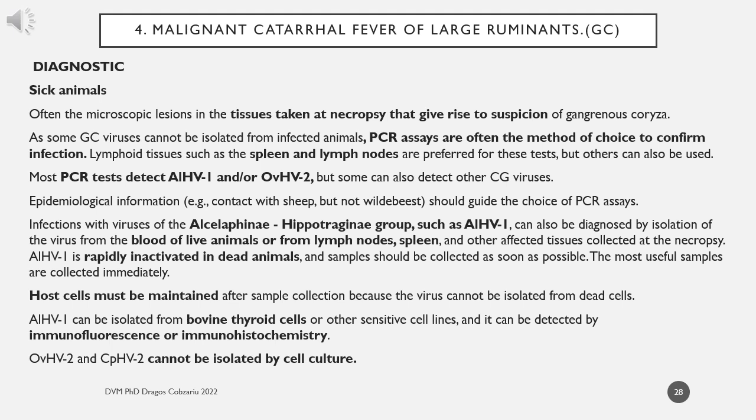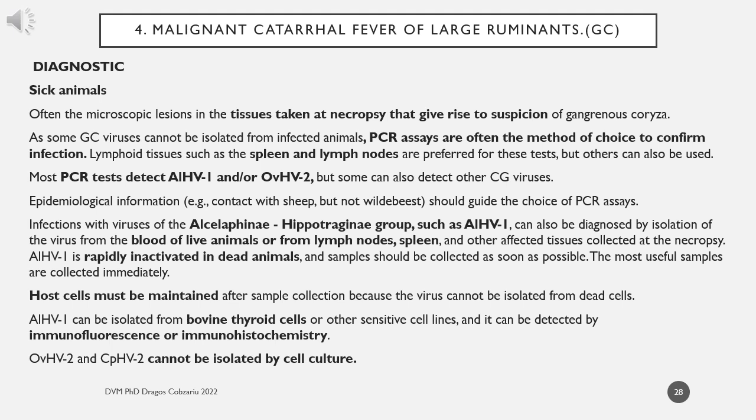Diagnostics. Sick animals. It is often the microscopic lesions in the tissues taken at necropsy that give rise to suspicion of gangrenous coryza. As some CG viruses cannot be isolated from infected animals, PCR assays are often the method of choice to confirm infection. Lymphoid tissues such as the spleen and lymph nodes are preferred for these tests, but others can also be used. Most PCR tests detect AlHV-1 and/or OvHV-2, but some can also detect other CG viruses. Epidemiological information, e.g., contact with sheep, but not wildebeest, should guide the choice of PCR assays.